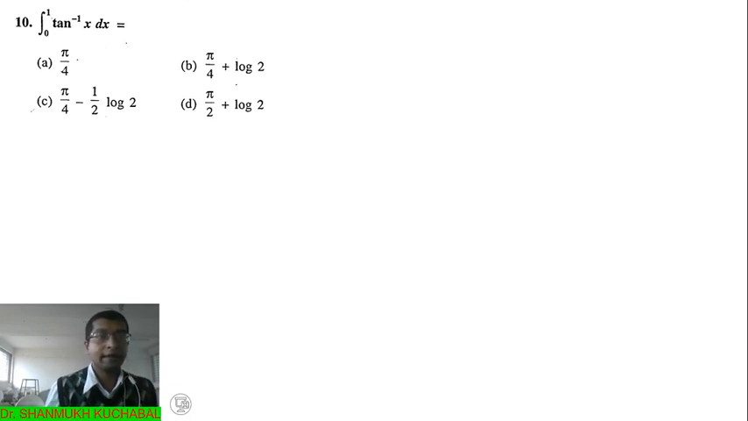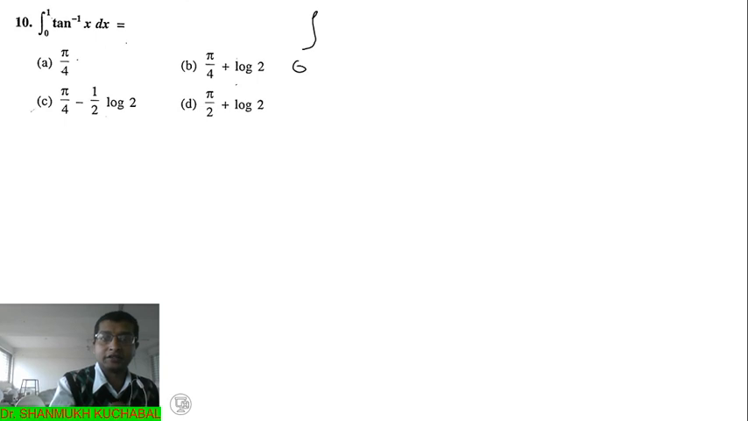Further, we will move to example number 10. It is the integration from 0 to 1 of tan inverse x dx. You know, all of you, we can't find the integration of log x using our regular method. So we have to use the method of integration by parts.